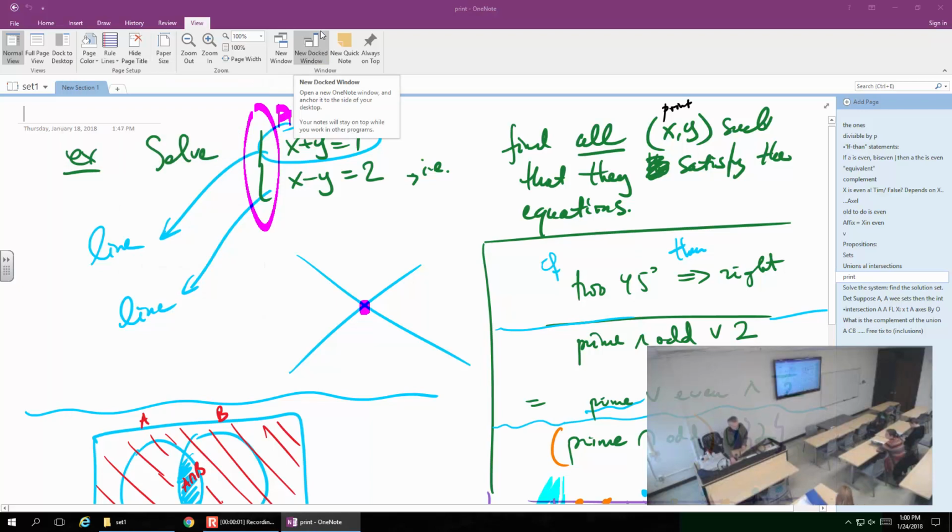Same lines as the last one. So just more logic versus set theory. Okay?